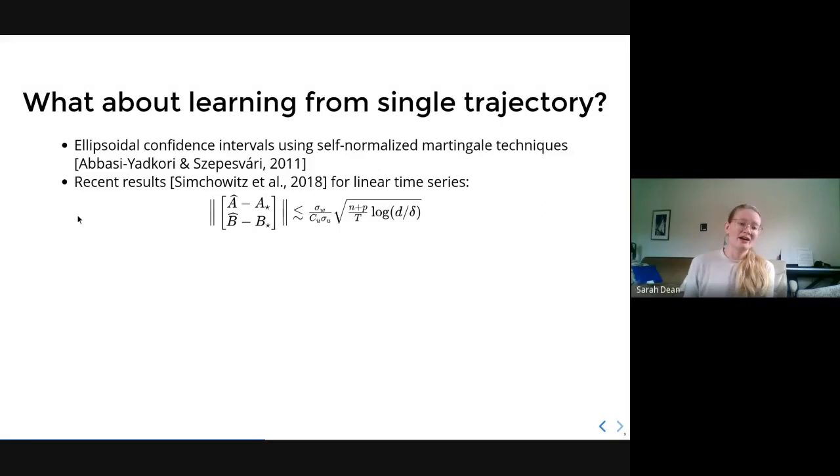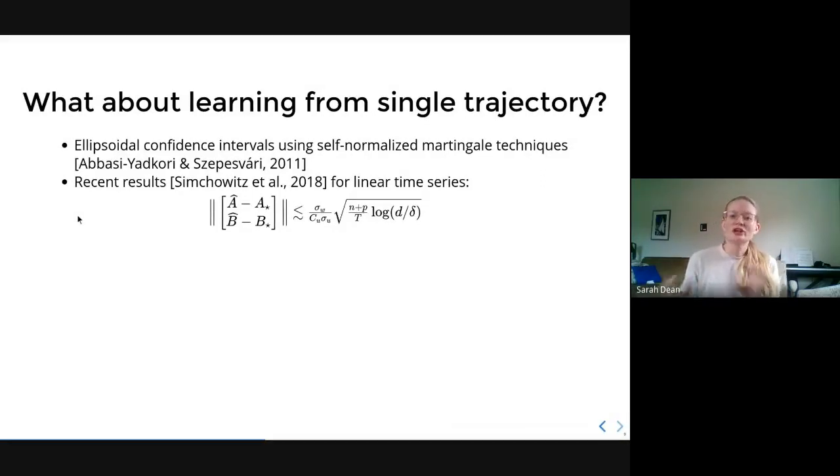Historically, on the order of a decade, people have used ellipsoidal confidence intervals, by which I mean Frobenius norm confidence intervals on the estimated matrices, using self-normalized martingale techniques. Shaba is here. I call out this paper, which looked at online learning for the LQR problem. These confidence intervals use just a single trajectory, but they give Frobenius norm confidence intervals, which is different from the operator norm bounds that I showed. Operator norm bounds are better motivated for the robust control that I'm about to talk about next.